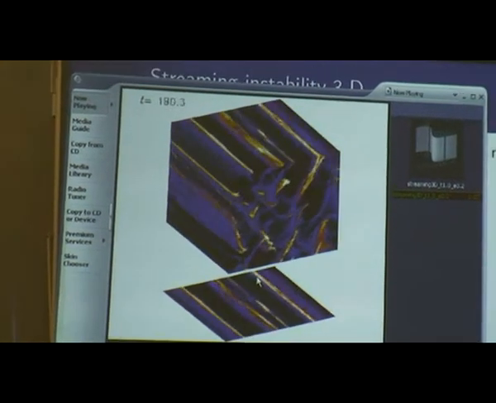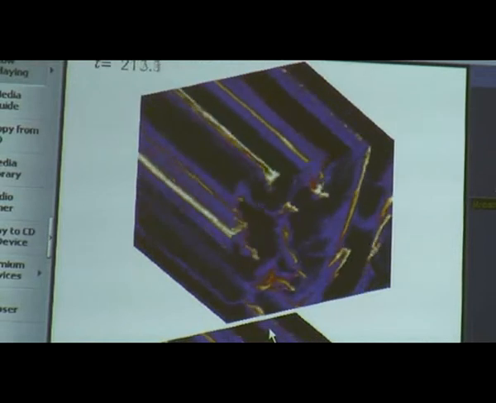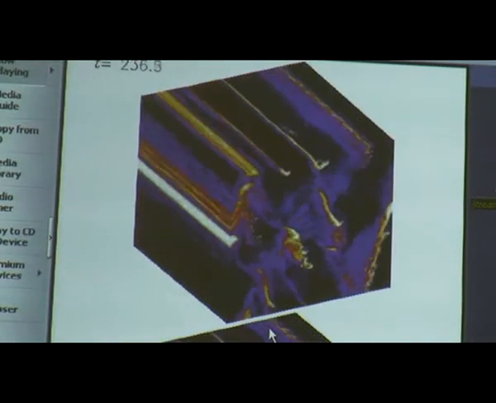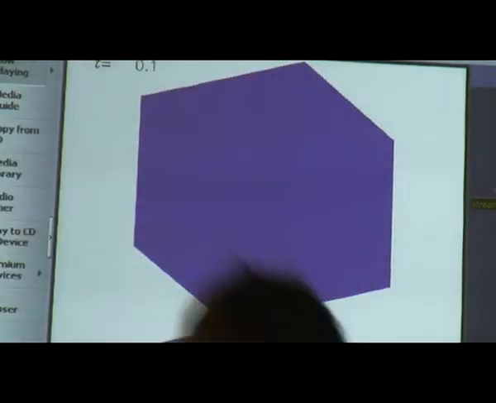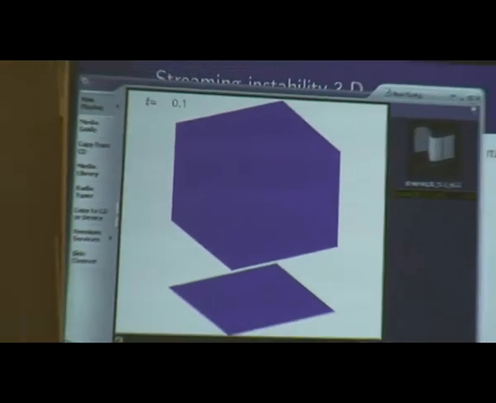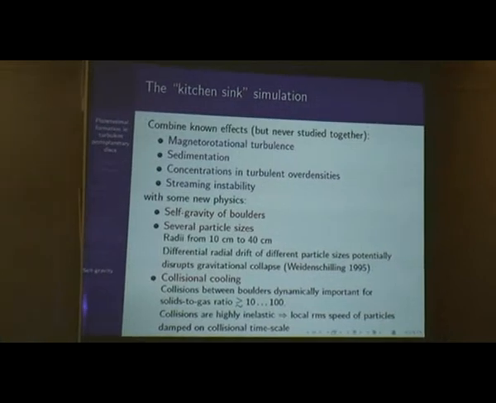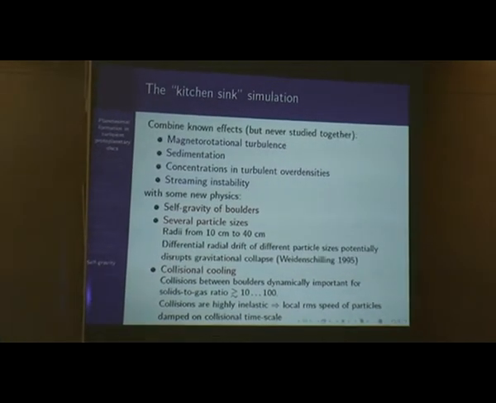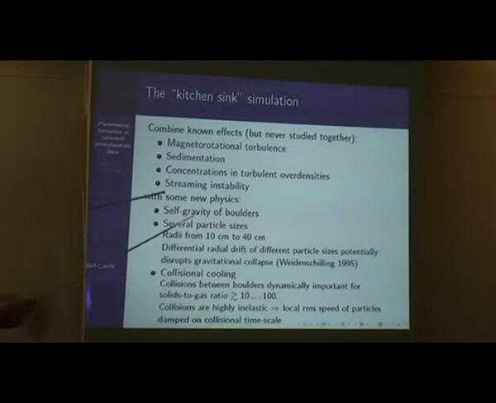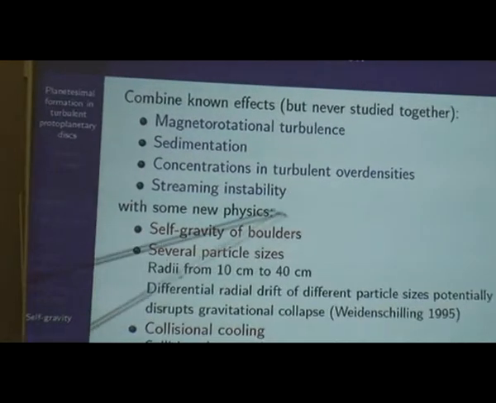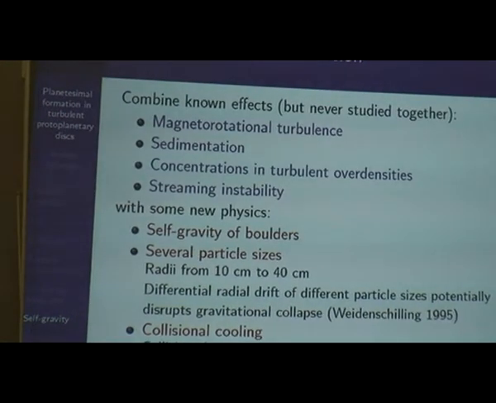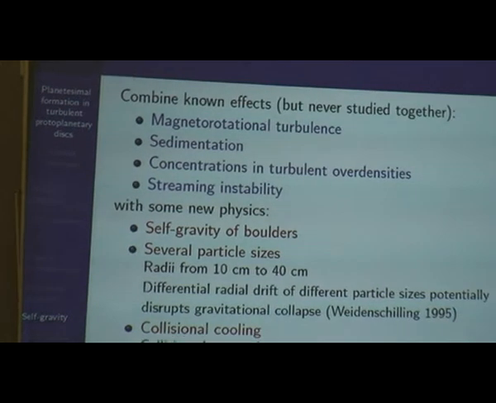This is of course interesting, not only because it's an interesting non-linear effect, but because these overdensities could become so strong that they could become gravitationally unstable. Then we could make planetesimals from meter-sized boulders. So that's actually something that we did with what we call the kitchen sink simulation, where we tried to include everything. So we combine what I've now told about in isolation: the magnetorotational turbulence, the sedimentation of solids, concentrations in turbulent overdensities, and the streaming instability. And then, most importantly, we added the self-gravity of the boulders to see if they would form condensed clumps or what would happen.